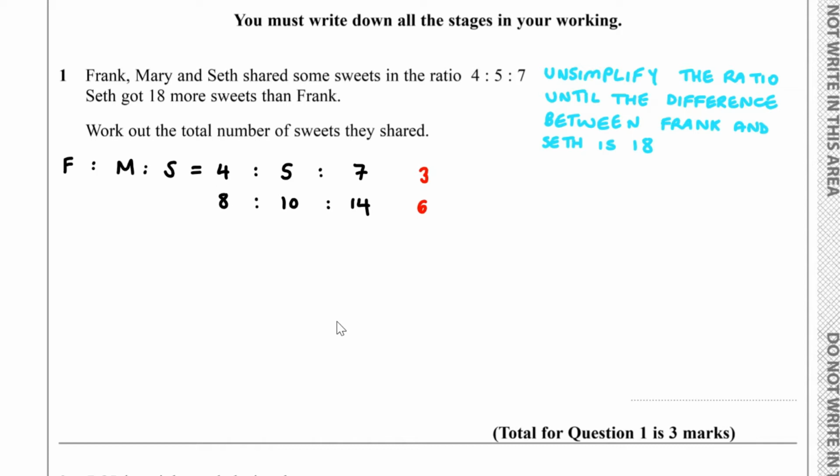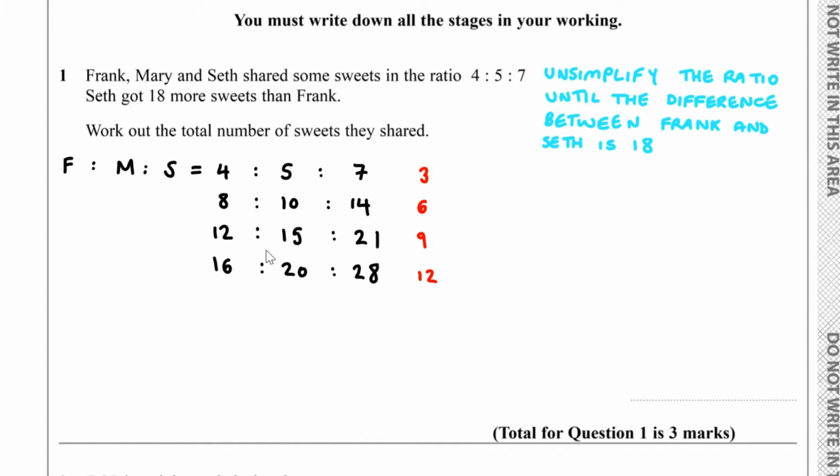If we unsimplify once again, we'd have 12 to 15 to 21, and the difference between 21 and 12, that's 9. If we unsimplify again, we have 16 to 20 to 28, and the difference between 28 and 16, that's 12.